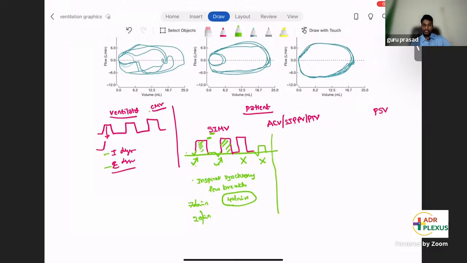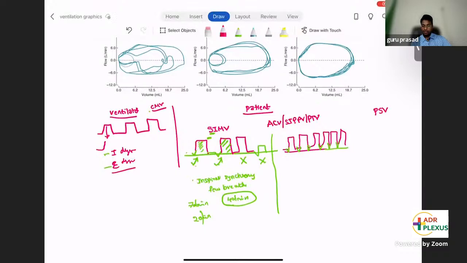Whereas in assist control ventilation, the ventilator will support all breaths of the patient. If the patient is breathing at 100, it will support. If the patient is breathing at 20, then it supports 20 breaths. Triggered breaths will have a separate color at the end of the inspiration. So all breaths will be supported by the ventilator.